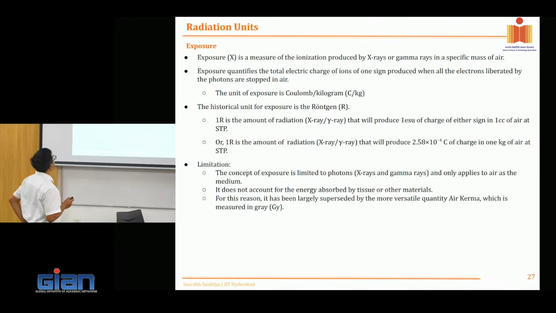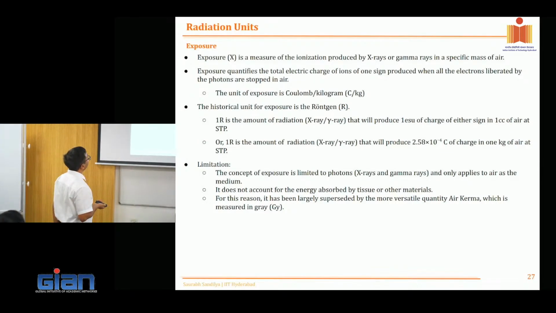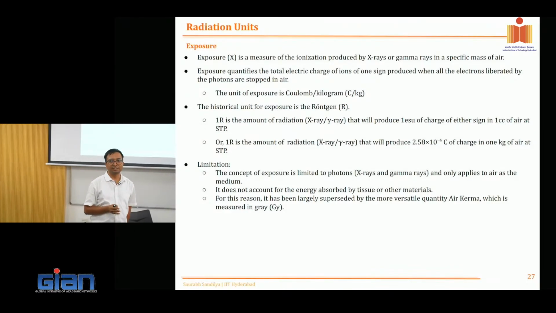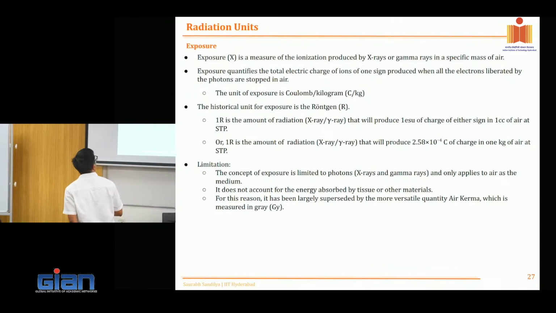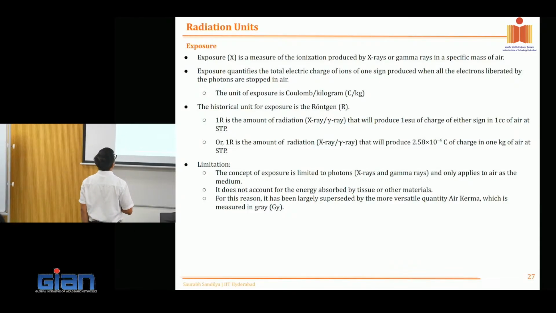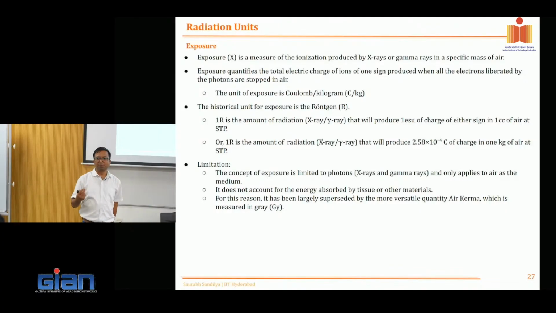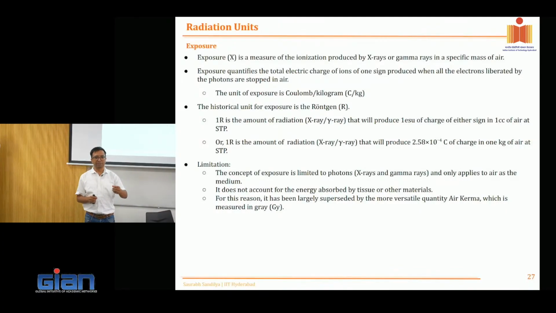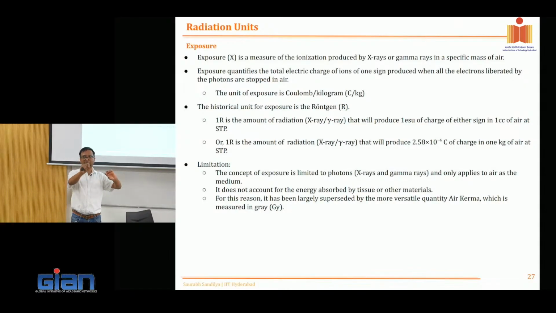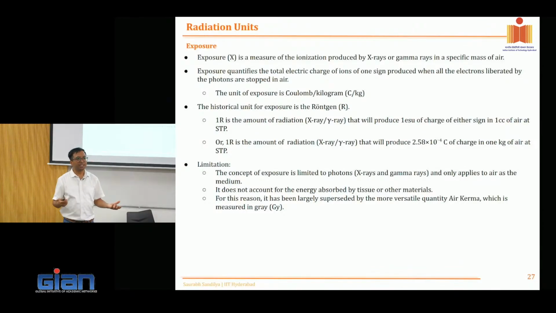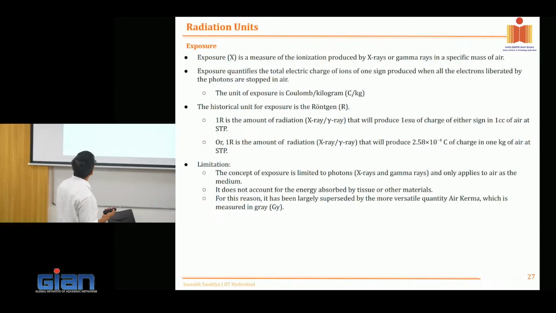I want to mention one another thing, which is called exposure. Exposure is again a measure of ionization that is produced by X-rays or gamma rays in a specific mass of air, and the quantity is how much charge is being produced of one kind. So what happens when your ionization happens? You produce an ion pair, right? Electron and ion. So you count only one type of charge. If you sum them up, it will be 0. So you have to count either electron or ion. So how much of one type of charge is being produced per unit kilogram?